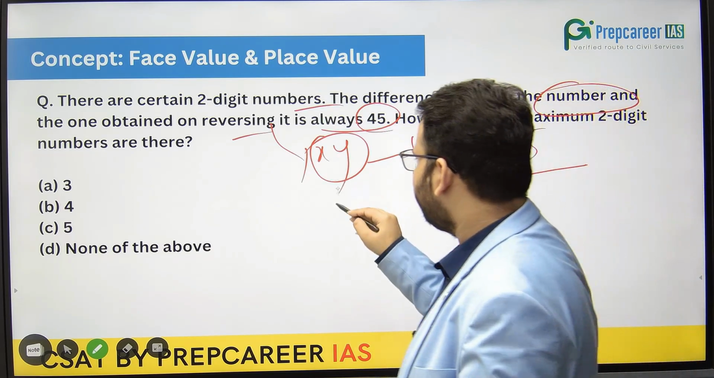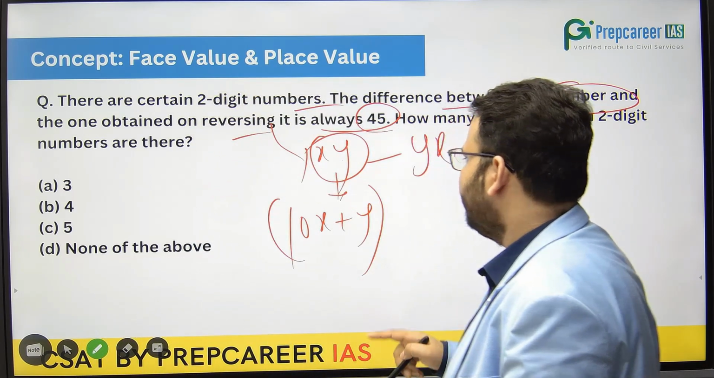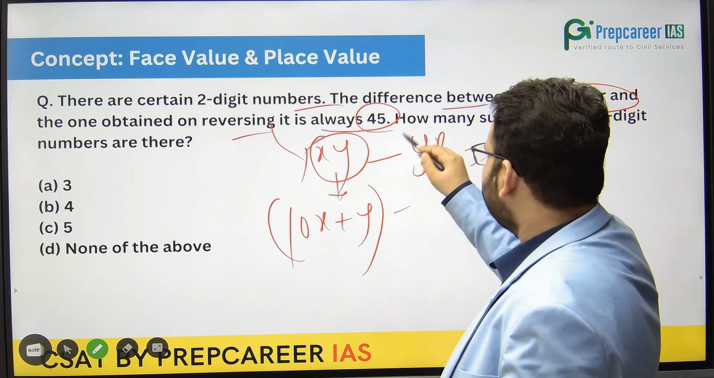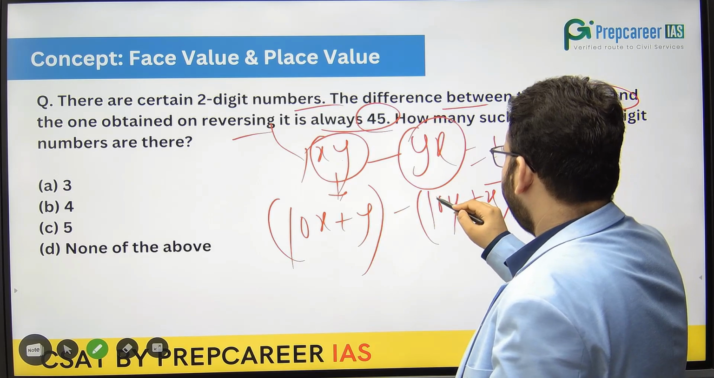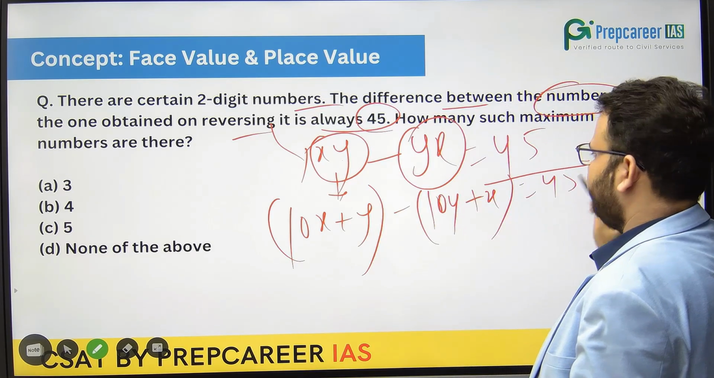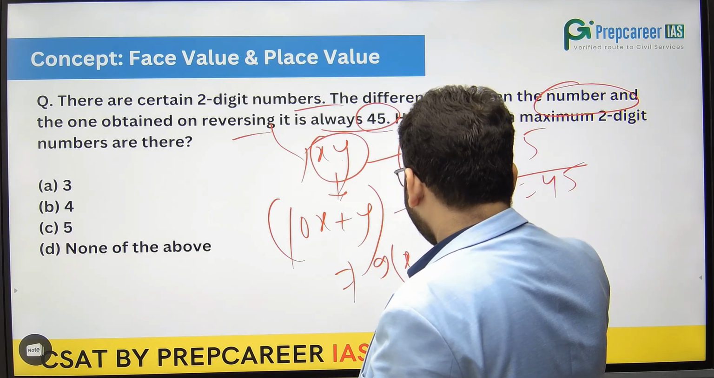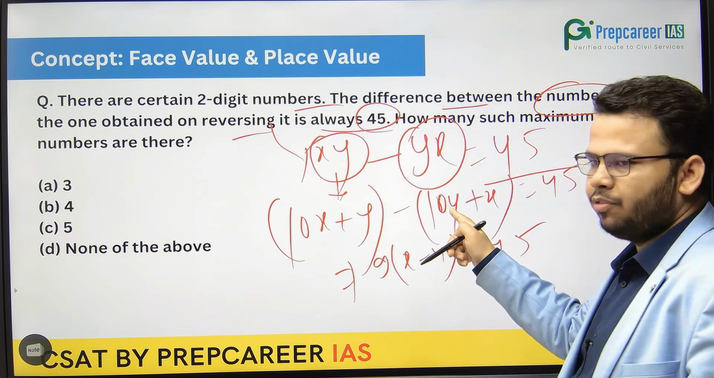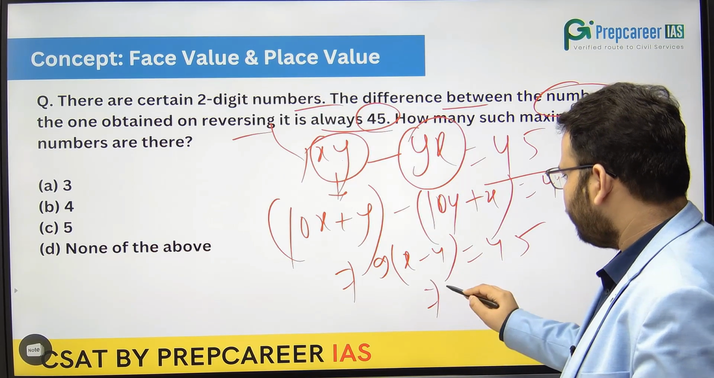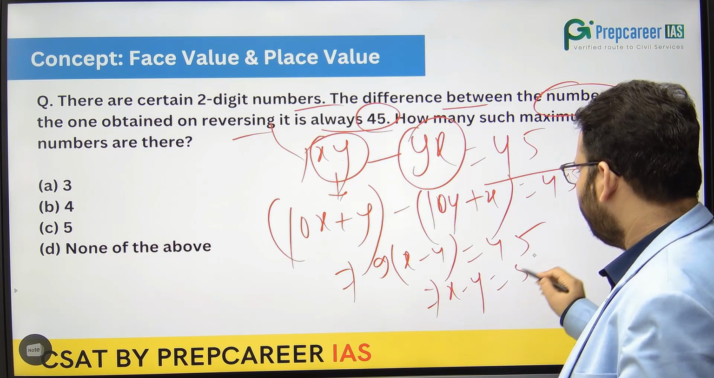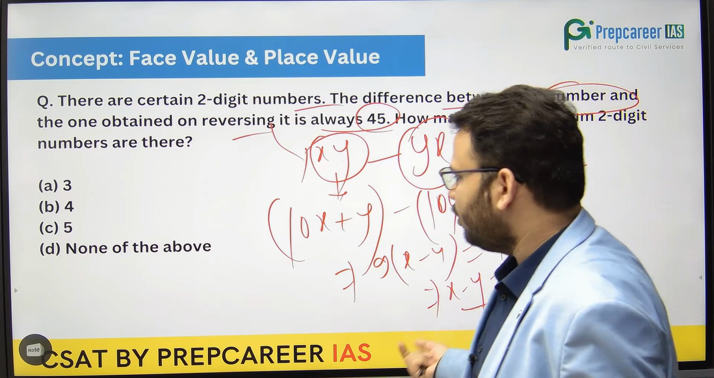It means what? When you simplify xy, you will get 10x plus y. When you simplify yx, you will get 10y plus x, right? And this difference is always 45. So what is the final equation you are getting? 9 times (x minus y) equal to 45. We have simplified this just a minute ago. Then x minus y will equal 5. This is what you will get. So this is the equation you are getting.